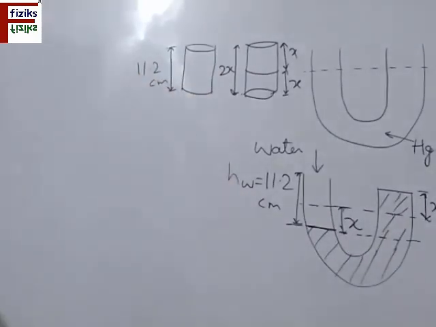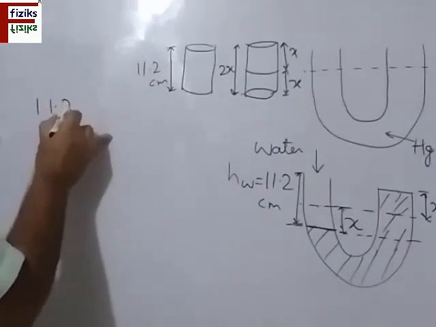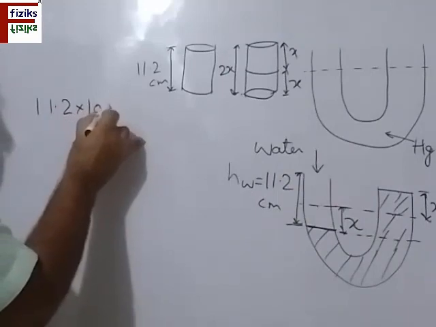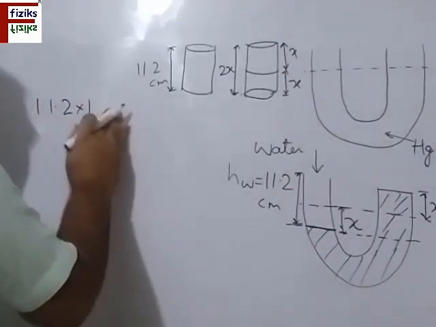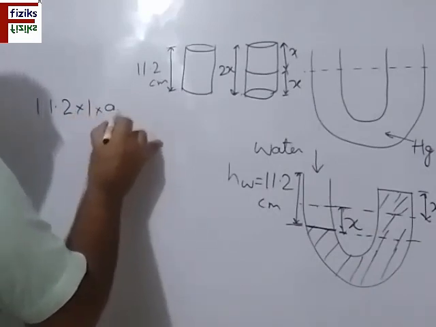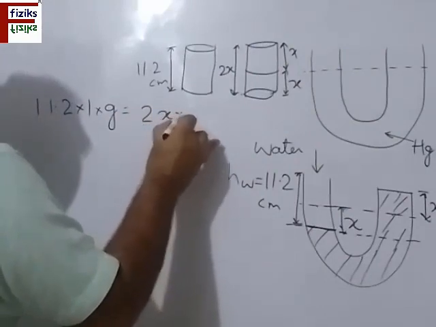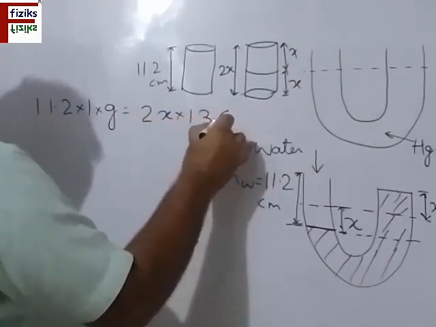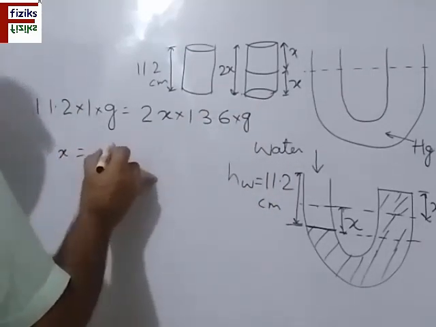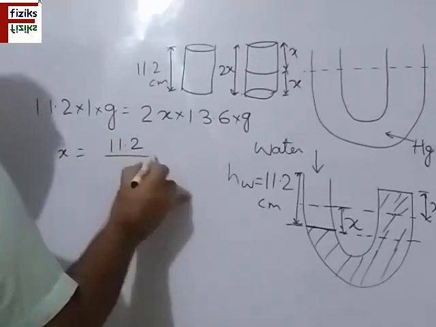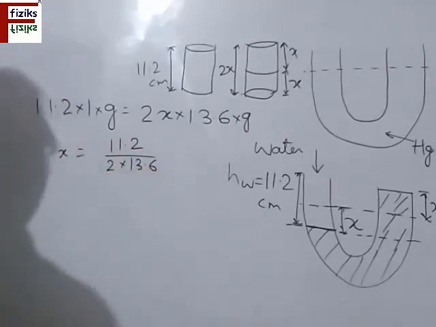So now apply the equation. Pressure on left side is because of water 11.2, density of water 1000 kilogram per meter cube, or let us write this as 1 gram per centimeter cube into g, equal to on right side height of mercury column 2x, density of mercury 13.6 into g. This gives you the value of x. x equals 11.2 divided by 2 divided by 13.6.